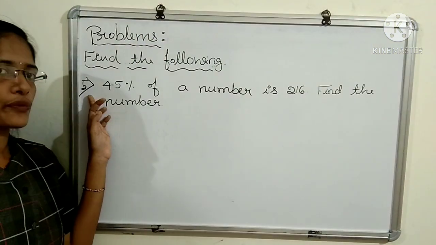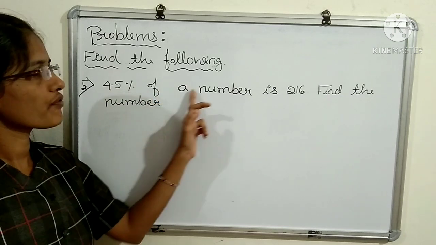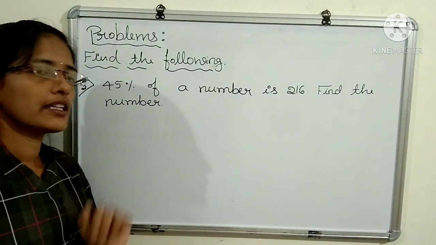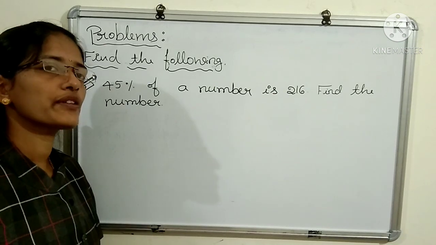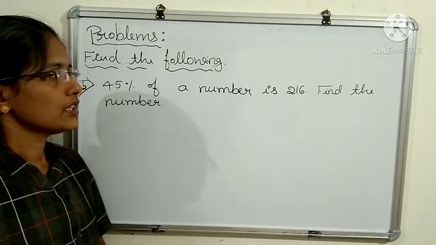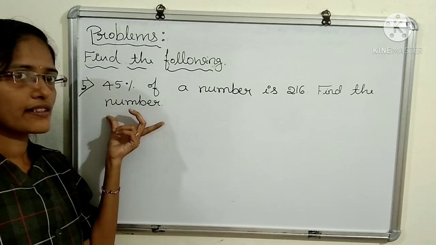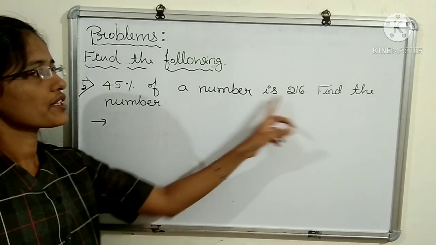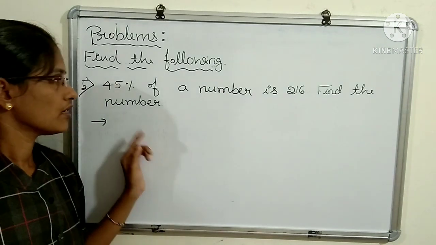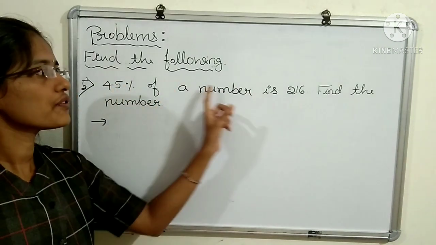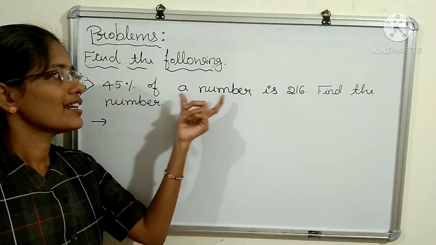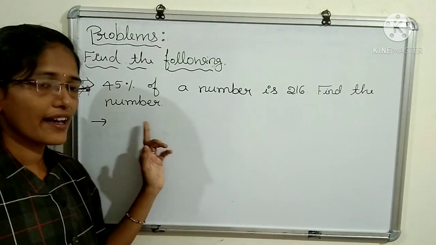Students, look at this fifth one. 45% of a number is 216. Find the number. The question is in this way. How will you find the answer, students? Here in such cases, first look at this. What is the unknown quantity here? 45% of a number. That number we have to find out. So let the number be x.